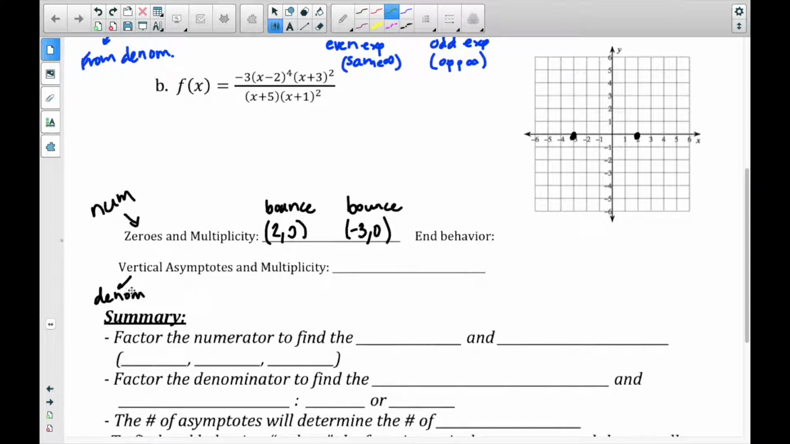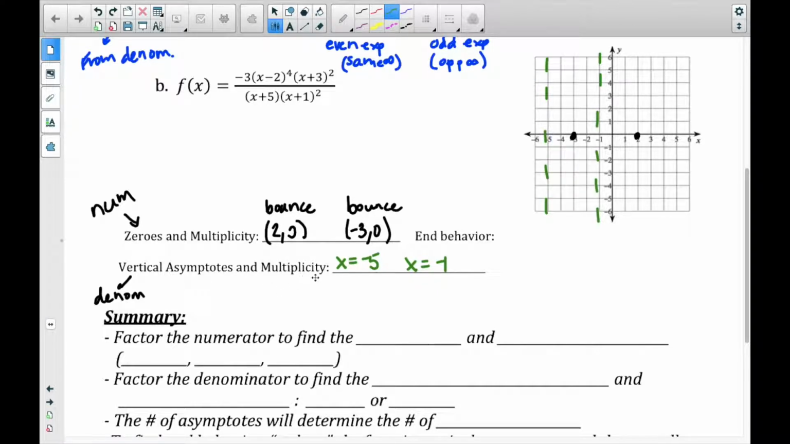Next, I'm going to look at my denominator. I have a negative 5. And I'm writing these as equations because they're going to be equations of lines. And I have a negative 1. So my negative 5 is going to go here. My negative 1, yep, going to go here.